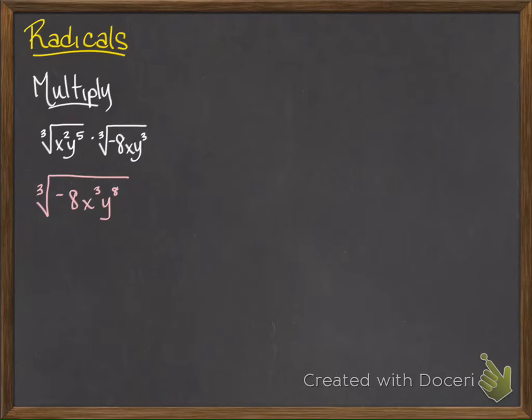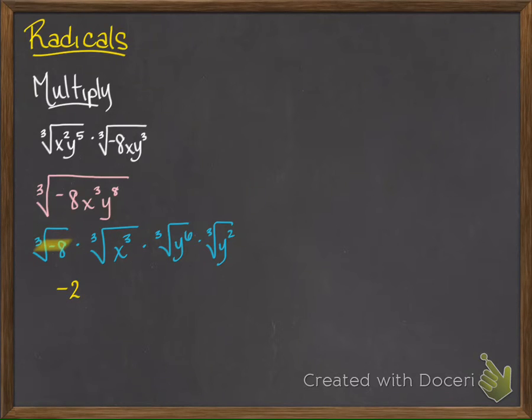Now, looking at those values, negative 8 is a perfect cube. x cubed is a perfect cube. y to the eighth, we can rewrite that as y to the sixth and y squared, because y to the sixth is something I can take a cube root of. y squared, it's the stuff that's left over.